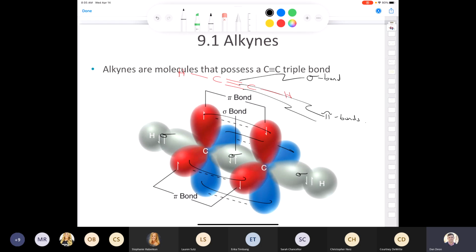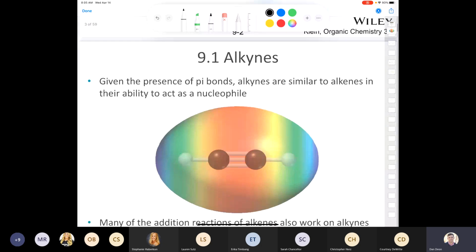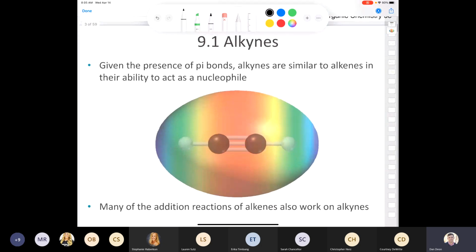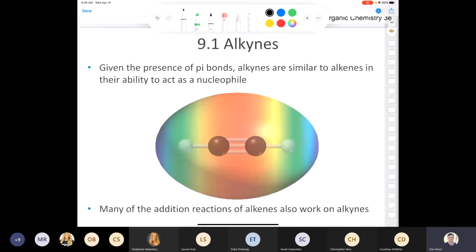So alkynes possess a carbon-carbon triple bond, and we're going to see some interesting reactivity of carbon-carbon triple bonds in this chapter. If we take a closer look at the electron density around that carbon-carbon triple bond, and again, this is just a molecule of acetylene, which is the simplest possible alkyne, since we have those pi bonds between those two carbons, the alkyne can behave as a base or as a nucleophile, which we saw with alkenes as well.